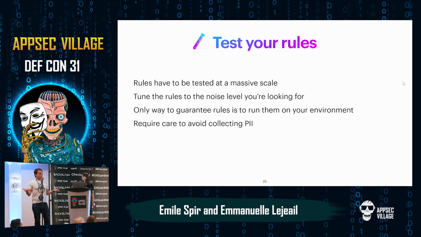The best way for someone to guarantee that the rule is going to work is to do some kind of shadow deployment, meaning running the rules on your environment without blocking. And yeah, doing all of that, you need to make sure not to catch any PII, because otherwise you're in trouble.